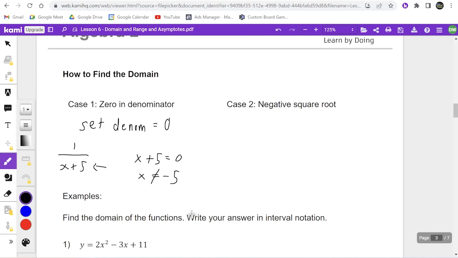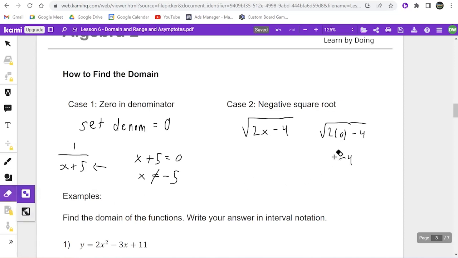Now, case 2, negative square roots. So for this example, let me just start off with it. If you have, let's say, the square root of 2x minus 4. Remember, x cannot be negative. Think of some numbers you can plug in here. Like, for instance, if I plug in 0, then I get 2 times 0 minus 4. That's the square root of negative 4. That would be no good. So clearly 0 doesn't work. You can try 1, you can try 2. You can try all the x values you want. And eventually you'll solve for it and you'll get x equals 2 is the point where it switches from working to not working. That's where it turns into a negative square root.